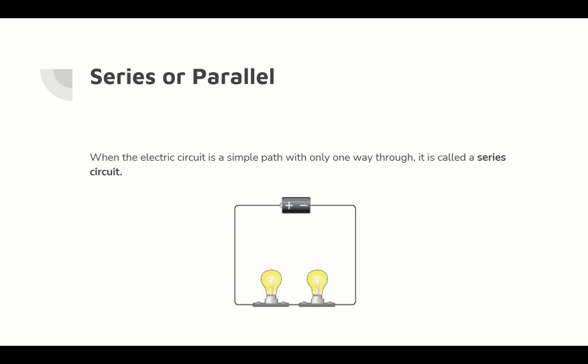So you can see in the image below we have our battery. We have two light bulbs, but there's just one pathway that the electricity can travel through from start to finish. So we call that a series circuit. Go ahead and write what you see on the screen in your notes. You may draw the picture if you want to, but you don't have to.